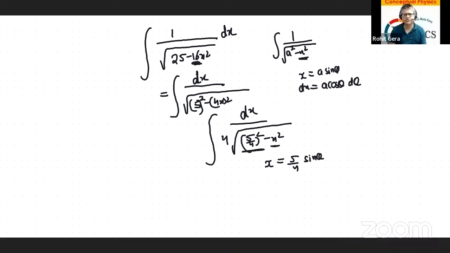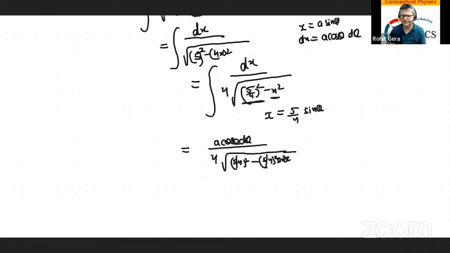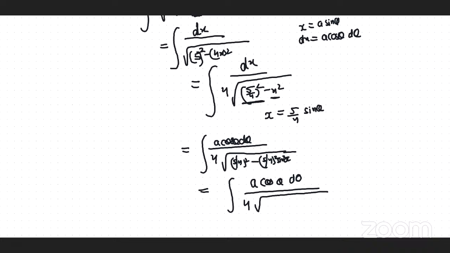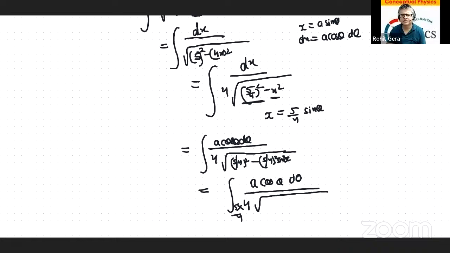So therefore this will reduce to dx की जगह I'm going to write a cos theta d theta upon 4 under root of 5 by 4 will remain as is, and this will become 5 by 4 sin theta, a square minus x square. x की जगह मैंने ये डाल दिया, so this is integration a cos theta d theta divided by 4 under root of, so I'm taking 5 by 4 दोनों में से कॉमन, ठीक है। अंदर आ गया 1 माइनस साइन स्क्वायर थीटा.